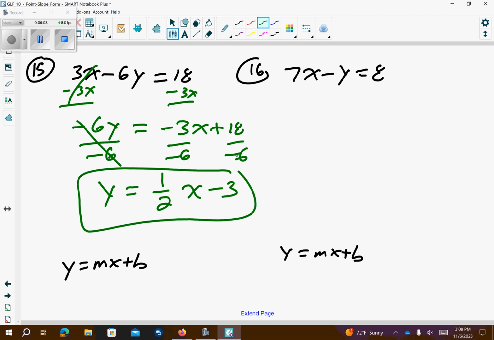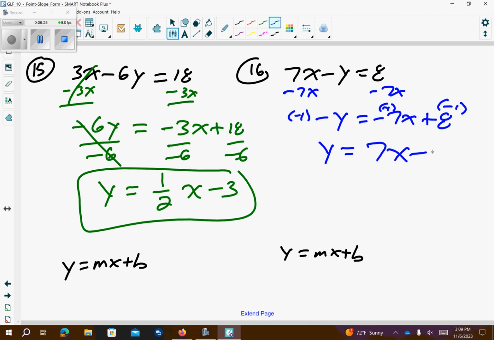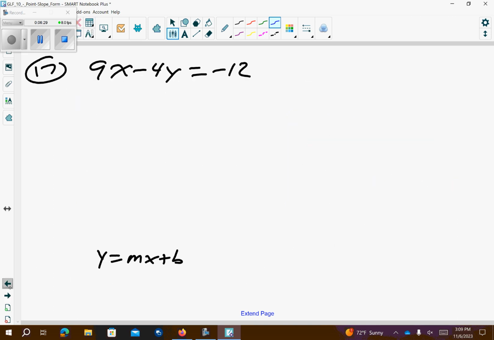I just changed forms. Number 16, I want to do the same thing. I want to get y by itself, so I'm going to subtract 7x. So I get negative y equals negative 7x. It's positive 8, so I make it plus 8. Multiply everything by negative 1. So I'm going to get y equals 7x minus 8. So I readjusted it.